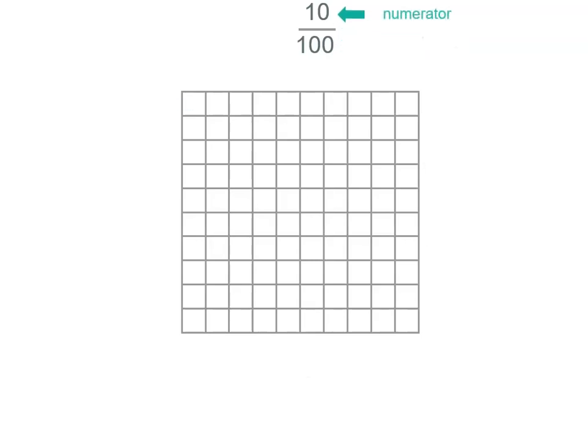My numerator is 10, so I need to shade 10 of those squares. So that is a row of 10 squares. I can shade all of those. That's 10 100ths.